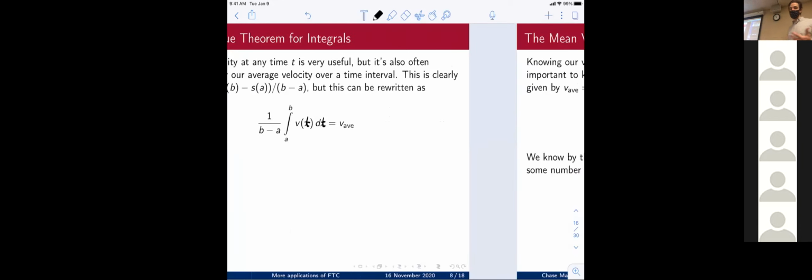Just by rewriting S of B minus S of A that way, I can calculate my average value of V using only V, which is not something we could do in the past. To calculate the average velocity, you needed the position function: how far did I go divided by how long did it take. Now, just by rewriting things in a special way, I can integrate my velocity function. If I know my velocity at every time, I can say what my average velocity was. So this is essentially all the mean value theorem for integrals says.